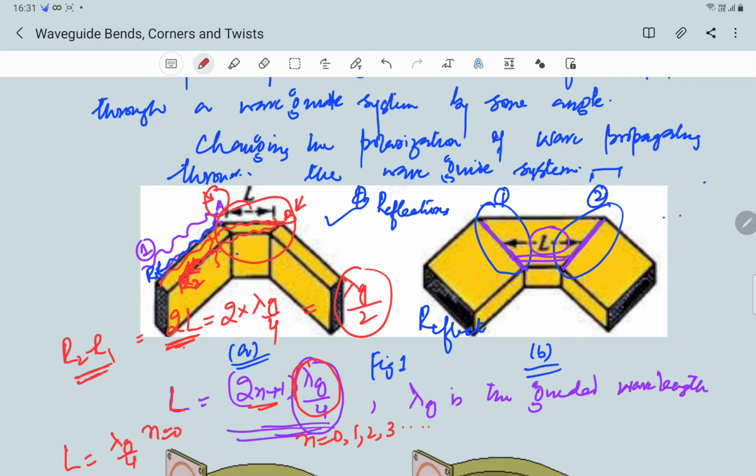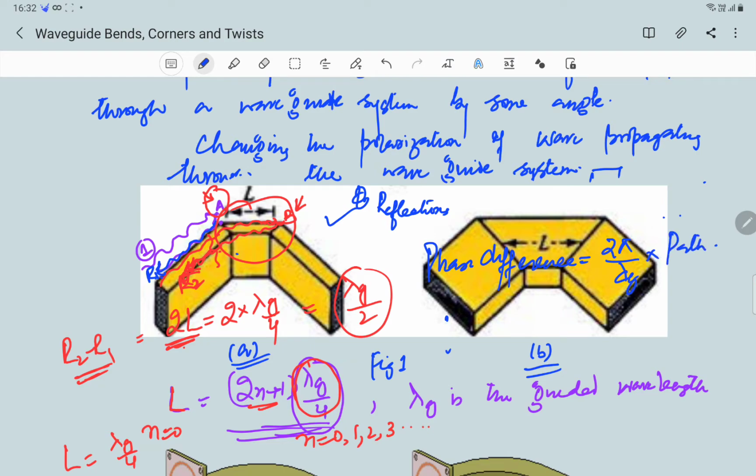Let us calculate the phase difference corresponding to this. The phase difference, as we know, is 2 pi by lambda g into path difference. So that would be 2 pi upon lambda g into path difference. Path difference is lambda g upon 2. So that means lambda g cancels, 2 and 2 cancel. The phase difference between the two waves arriving is pi radians or 180 degrees.